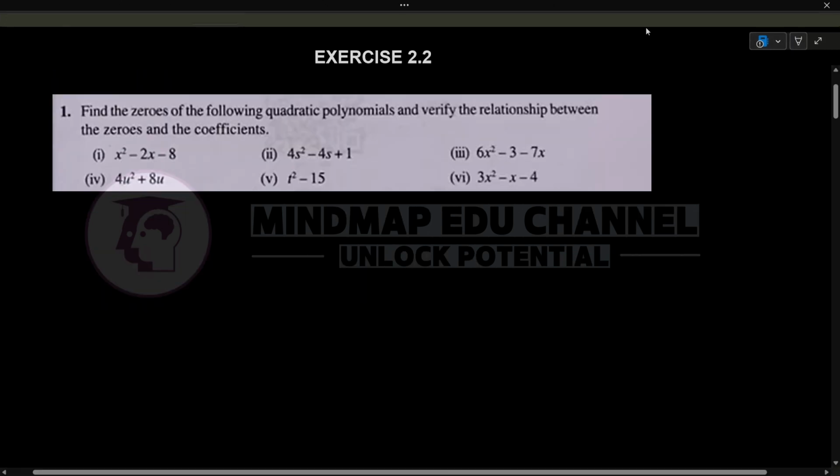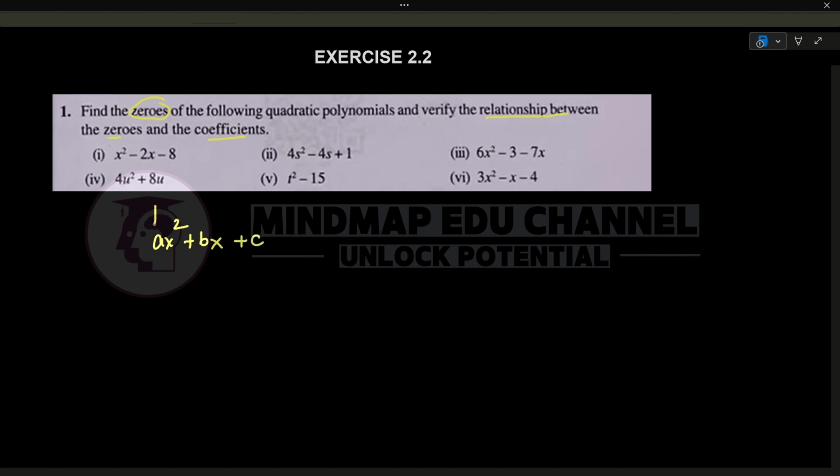In today's lesson, we will discuss exercise 2.2 first sum. Find the zeros of the given quadratic polynomials and then verify the relationship between the zeros and the coefficients. Now let's understand some basic concepts. The standard form of the quadratic equation is ax square plus bx plus c, where a is the coefficient of x square, b is the coefficient of x, and c is the constant term.